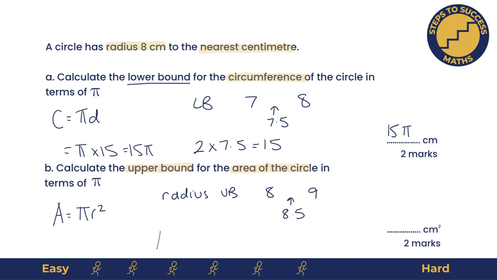So pi times 8.5 squared. Remember, we don't need to work out the pi bit, just the 8.5 squared bit. So that's 72.25 pi.